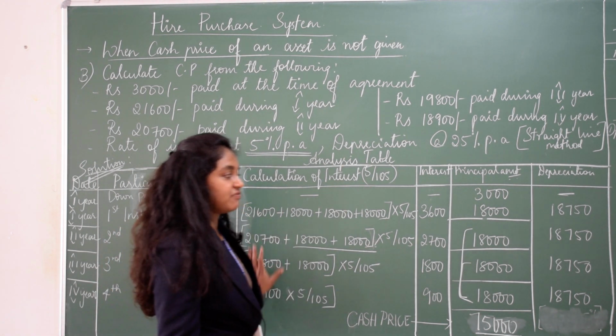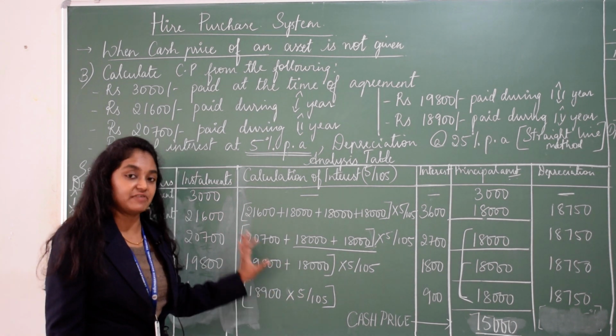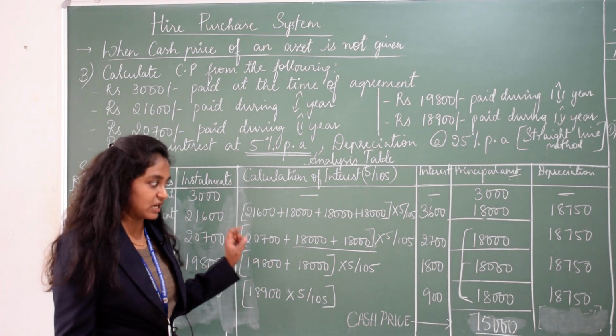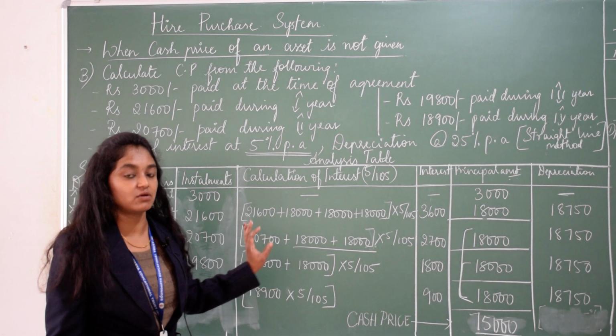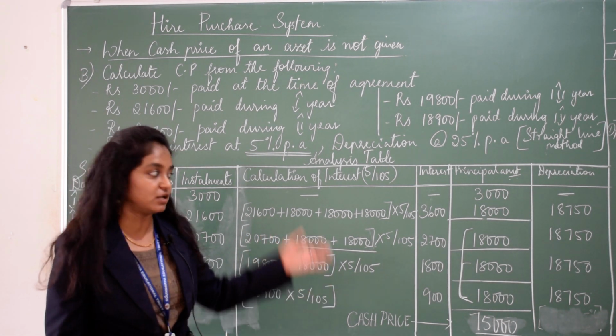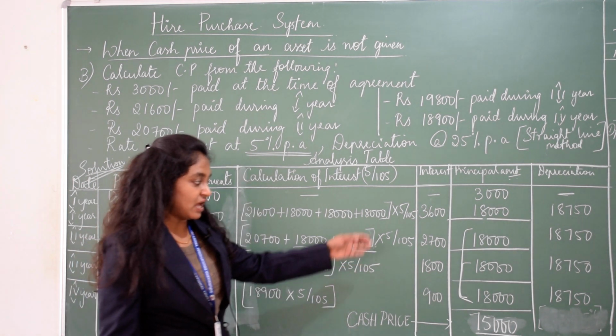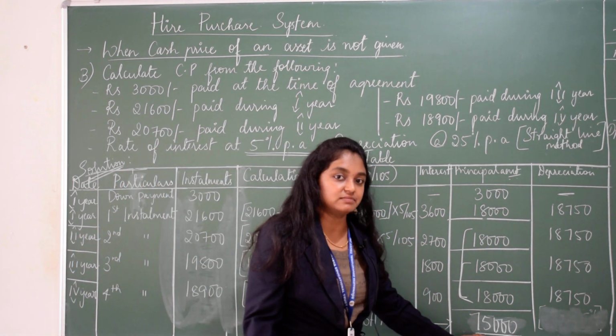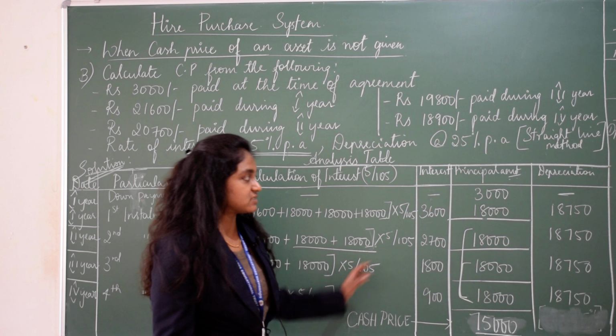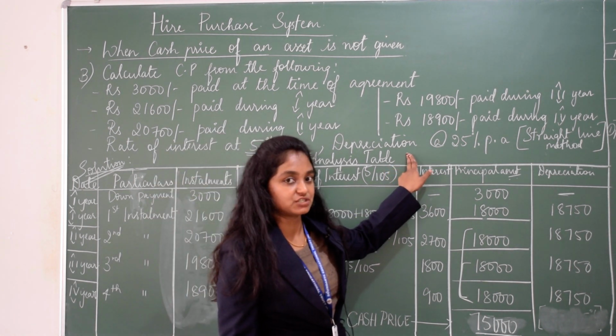This is how we find out a cash price if in case it is not given in the question. Generally it has to be given, but this particular adjustment it will not be given. You have to follow this process and find out the cash price of an asset. Now cash price we have done, we have got the solution. Now the next last adjustment is depreciation.